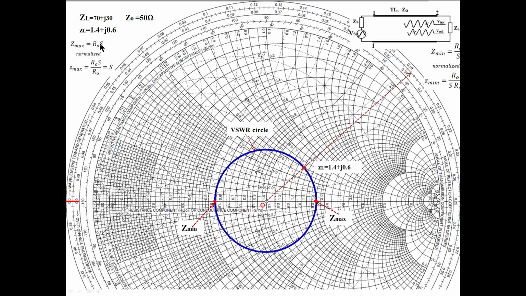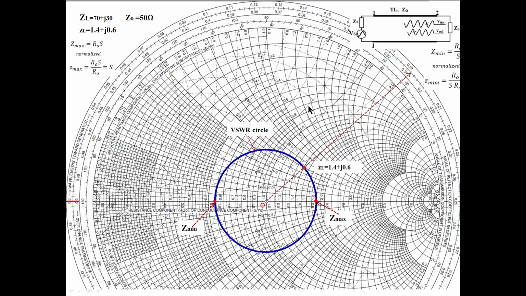The normalized value is also equal. The normalized value we got here is 1.8 for this problem, for this load. If you multiply that by Z naught, we will get the exact value. Actually, this itself becomes the VSWR value. Because you take Z maxima, it is R naught into S, the actual Z maxima. You normalize this by R naught, like divide. What do you get? The normalized value of Z maxima equals VSWR itself.